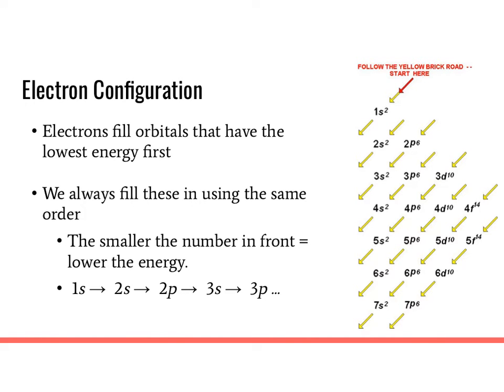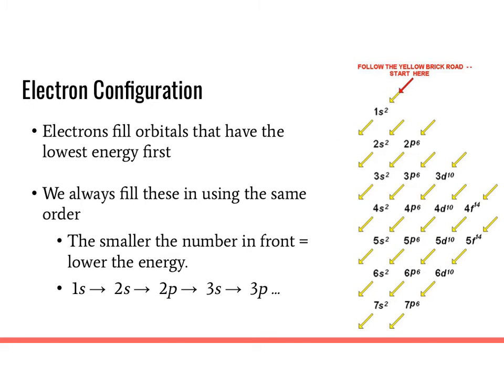As we start to fill these things, one thing that we want to keep in mind is that electrons are always going to fill orbitals that have the lowest or least amount of energy first. We're always going to use the same order, and you guys should have a reference sheet that looks exactly like this. It's probably a little half sheet of paper, but we are always going to follow this pattern. We don't deviate from the pattern. So as long as you have your sheet of paper in front of you, this should not be an issue, okay? The smaller the number in front, the lower the energy. That's why we have 1s, then the 2s, then the 2p, and so on and so forth.